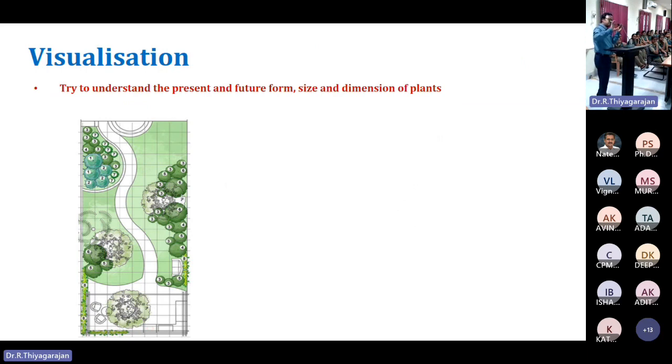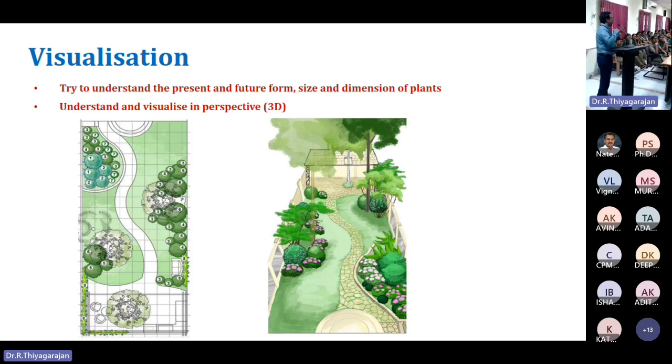So I was telling that you need to visualize. This is the drawing that you will have in a normal AutoCAD. But you need to visualize this drawing. Like, what is the type of plant? Then you have to bring it from the plan view to your perspective view in your mind. Because you will not be in a position to use your software, or the client may not be providing you with this information.